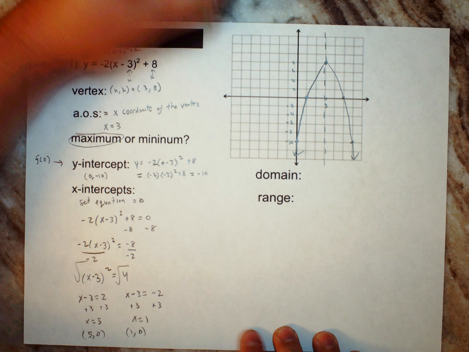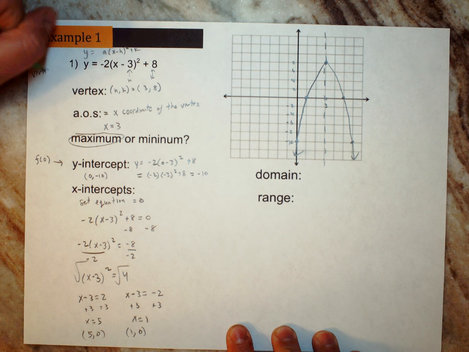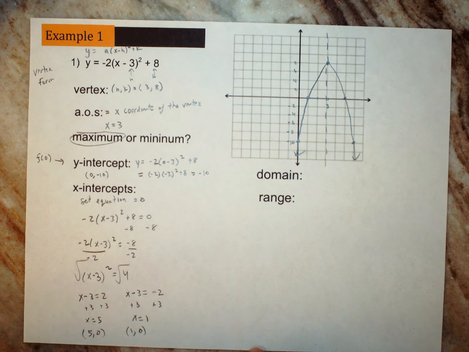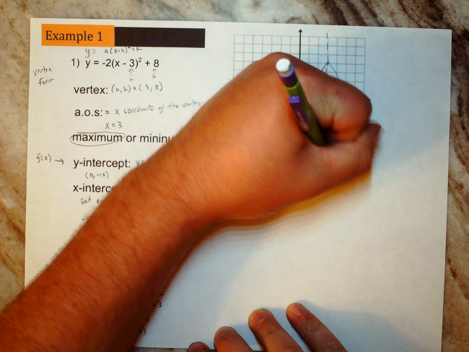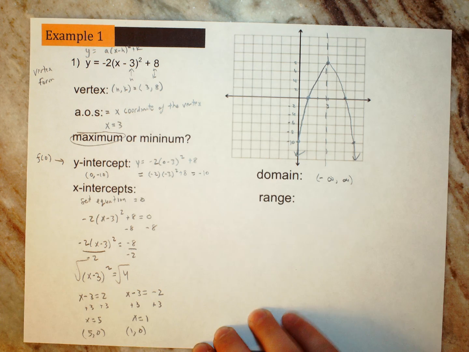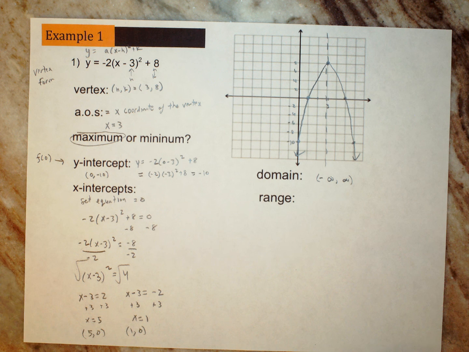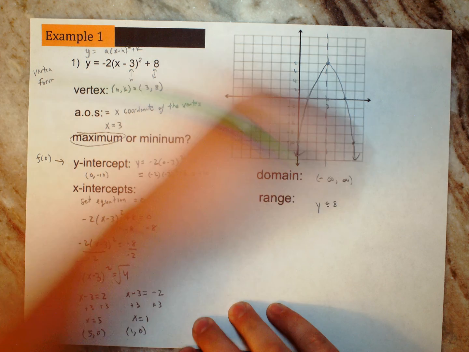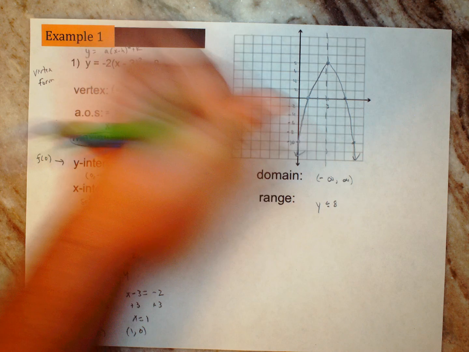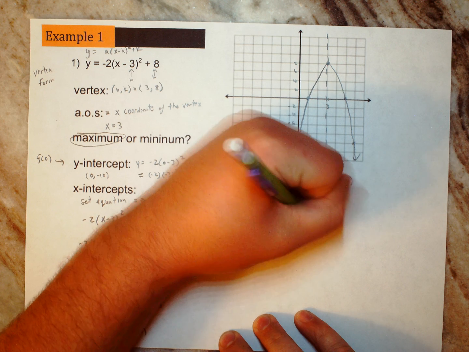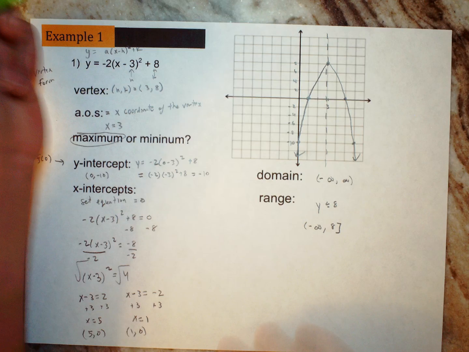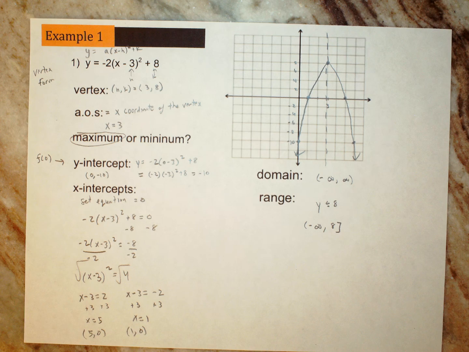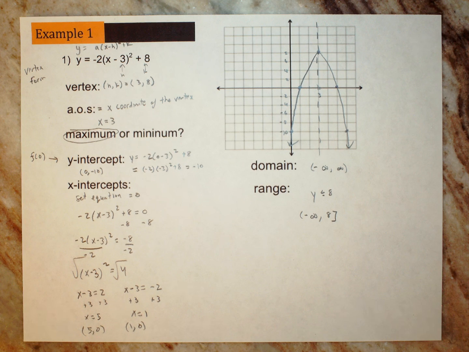So again, this is in vertex form. We call it vertex form because you pull the vertex right from the equation. Our domain here is going to be all real numbers, so negative infinity to infinity. And our range is going to go y is less than or equal to 8. You could write it, or we can say negative infinity to 8, because this is the highest. This is the max. So that is the first example.